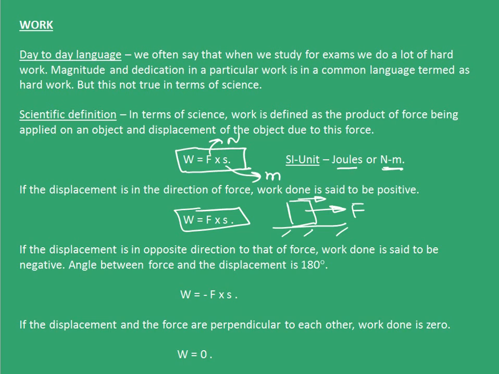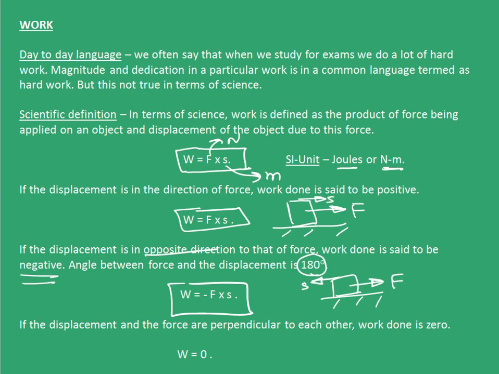Similarly, if the displacement is in the opposite direction to that of force, the work done is said to be negative. Angle between force and displacement in this case is 180 degrees. So what it means is, I have a block, I apply a force F. But in this case, that block is moving in backward direction and the displacement is in backward direction. So work is negative times F into S, S is displacement.